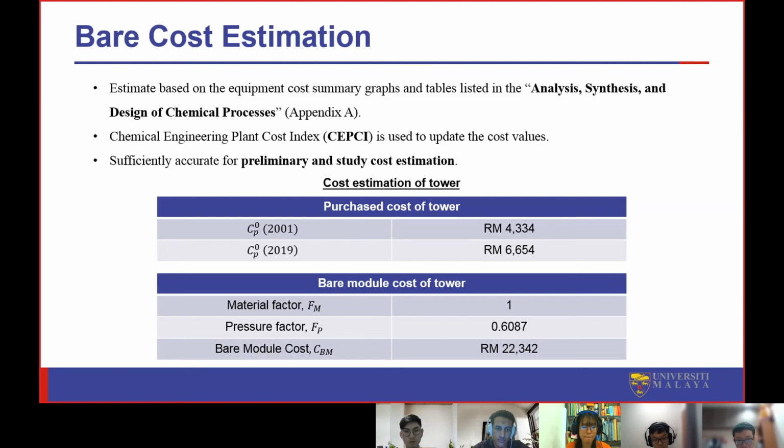As such, with a material factor of 1 for carbon steel and a calculated pressure factor of 0.6087, the bare module cost of the tower is RM 22,342. Next slide.